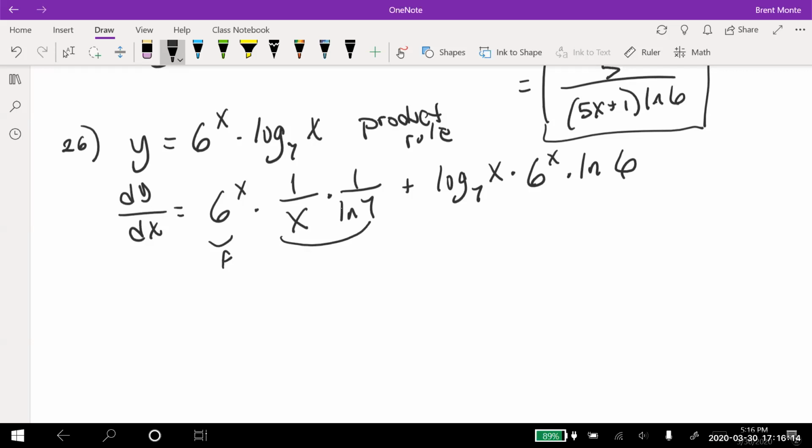So there was some good practice for us. So there's the first times the derivative of the second, plus the second times the derivative of the first. There's my product rule.